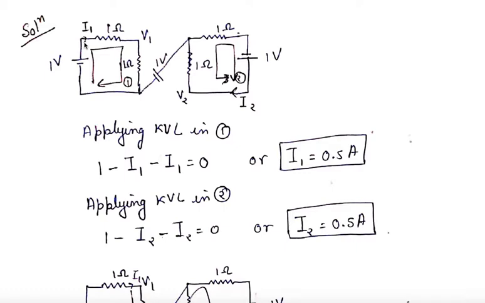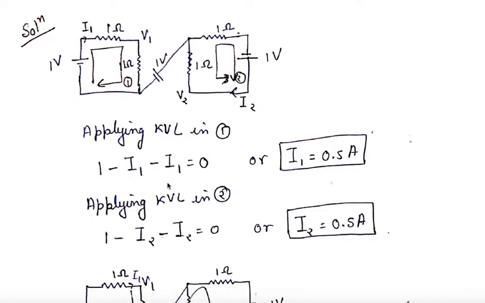Then we are going in the direction of current, that is positive to negative, so voltage will be negative. The resistor value is 1, so voltage will come out to be -1 I1, that is V equals I cross R. Then further again we are going in the direction of current, so voltage again will come out as -I1, which is equal to 0. By solving this, we get the value of I1 as 0.5 ampere.